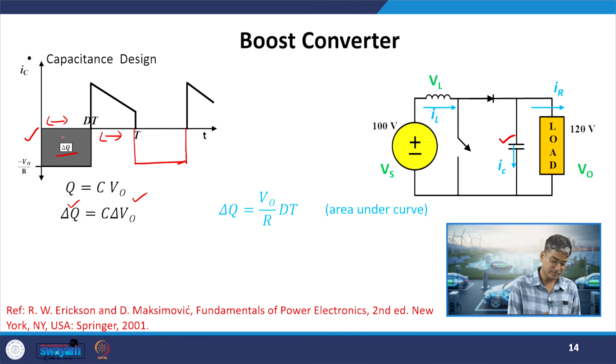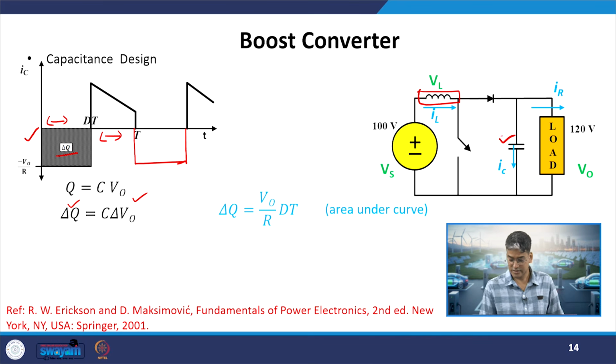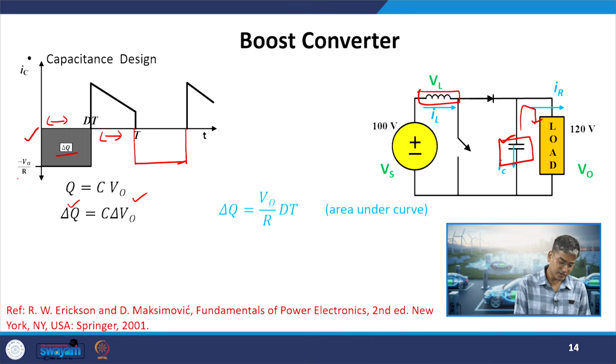From this graph, when the switch is closed, the entire source voltage is applied across the inductor, and the capacitor is feeding the entire load current to the output stage. So the load current, V0 by R, is what is drawn from the capacitor. What is the duration for that? From 0 to dt time. So it is nothing but the area of this rectangle which we have obtained. The height of that is V0 by R, and the base of that is dt.